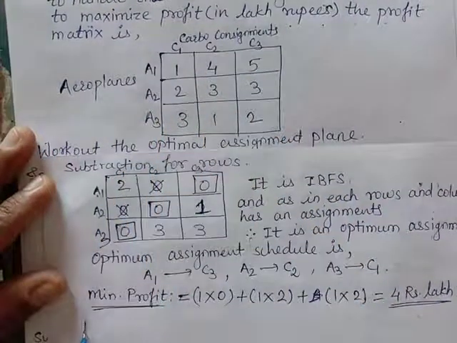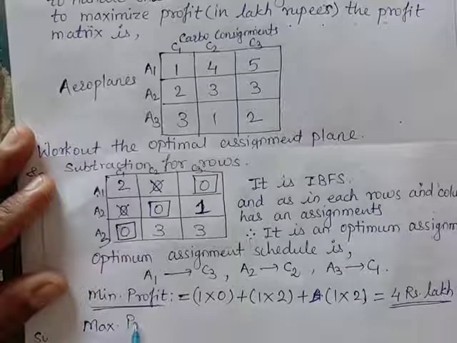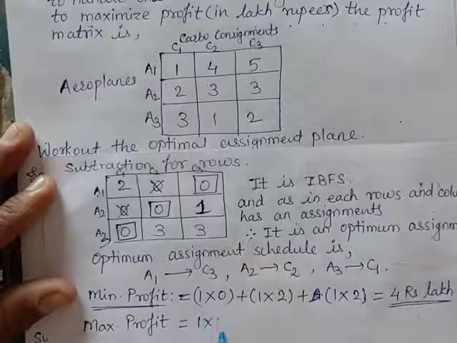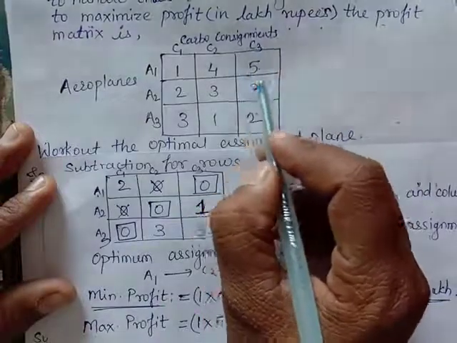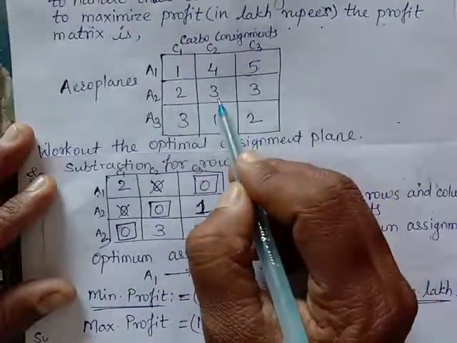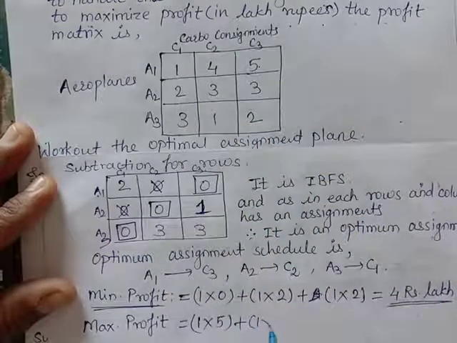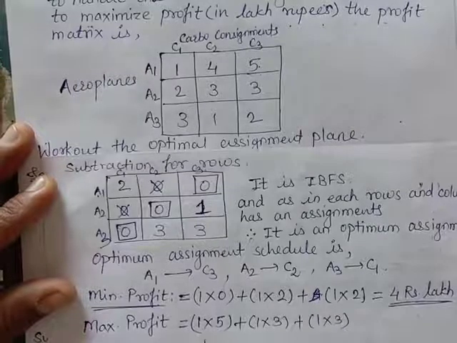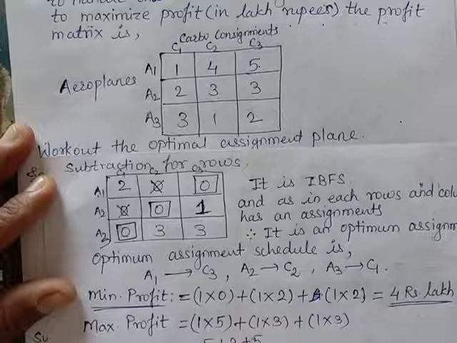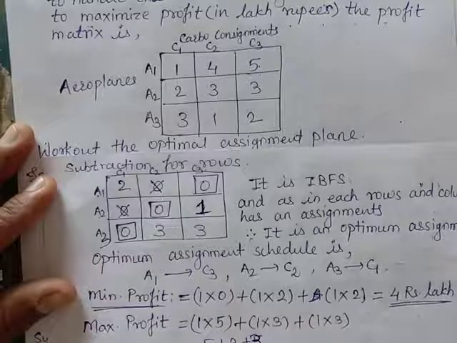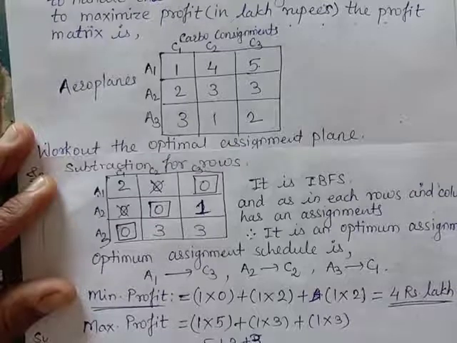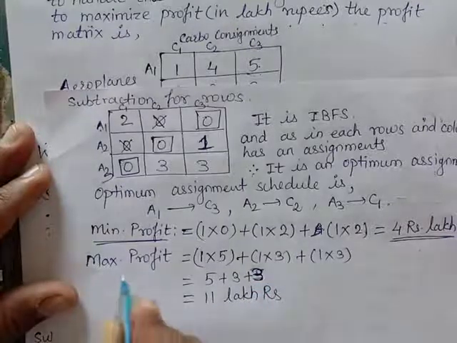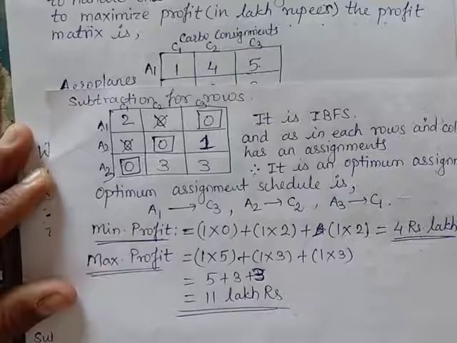Okay. So maximum profit will be 1 into 5, 1 into 3, 1 into 3 at these positions. So 5 plus 3 plus 3, which will be 11. So 11 lakh rupees is our answer here. This will be the maximum profit. That is the required answer in this problem.